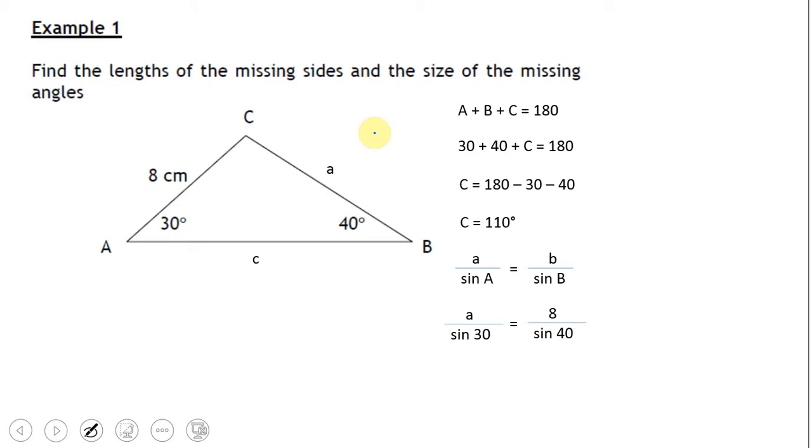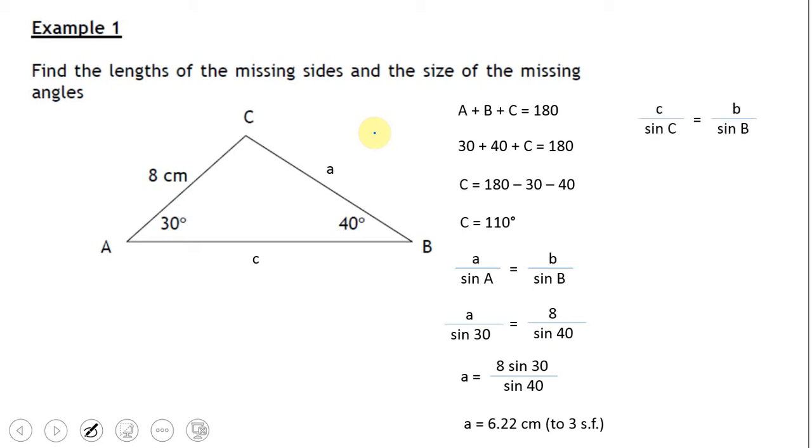Now we want to rearrange that to make it little a equals, so we need to multiply both sides by sine 30 degrees. So we get that little a is equal to 8 times sine of 30 all over sine of 40. Sticking that into a calculator, we get that little a is equal to 6.22 centimeters to three significant figures. And basically we follow the same procedure to find c.